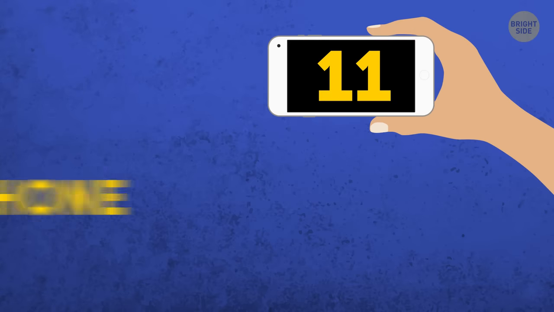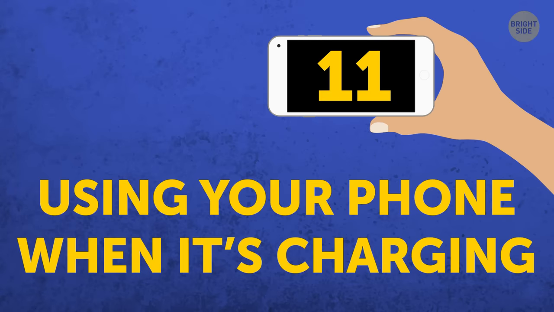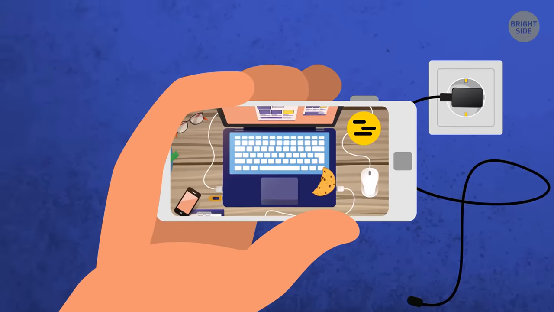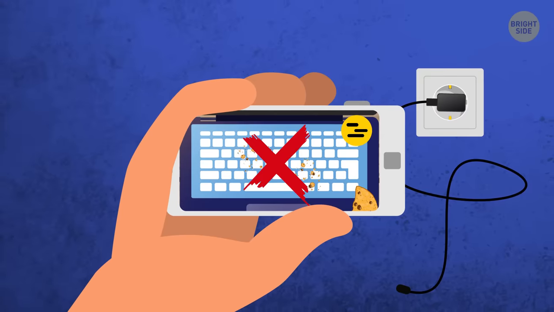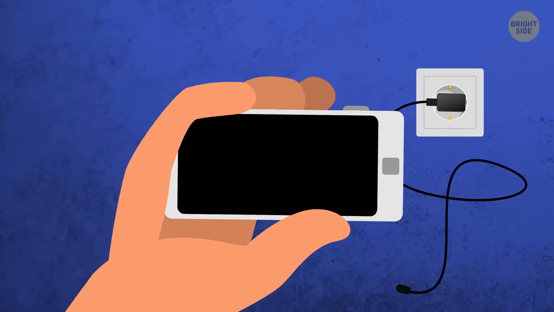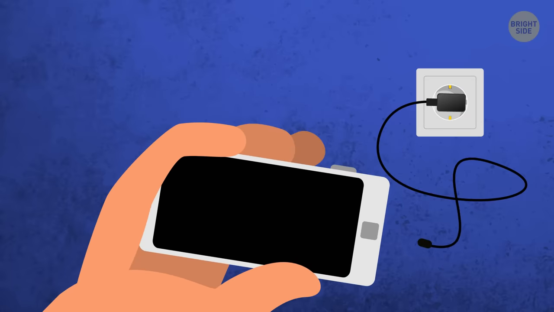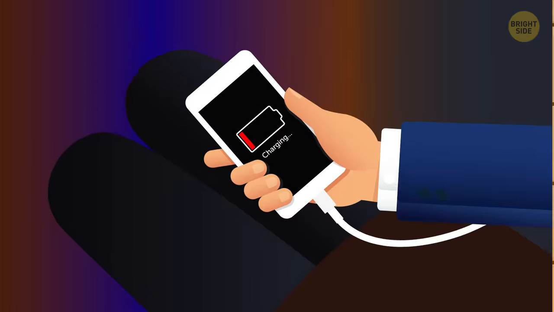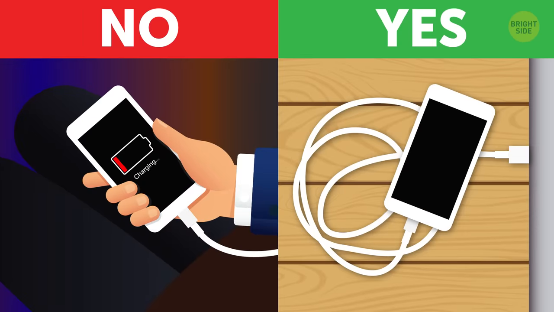Number 11. Using your phone when it's charging. Imagine you're watching a fantastic video by Brightside. That shouldn't be hard to do. Right as the narrator's about to reveal the secret of eternal happiness, your screen goes black. Not wanting to miss a second of quality content, you plug your phone in and continue watching. We've all done this, but it might not be the best idea.